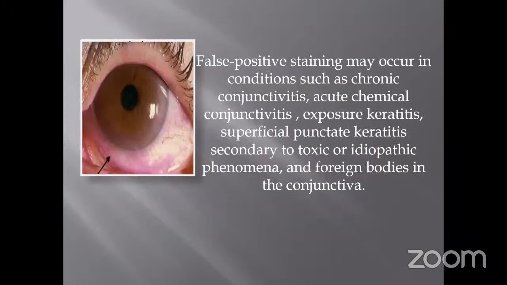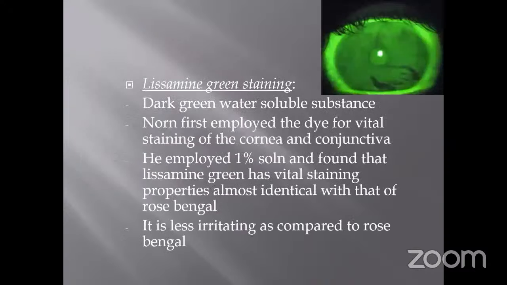So false positive staining also can occur in conditions with chronic conjunctivitis, then acute chemical conjunctivitis. So in such conditions we need to be careful. Another type which is used for staining purposes is lissamine green. So the important one is fluorescein that we use commonly. We also use rose Bengal and lissamine green.